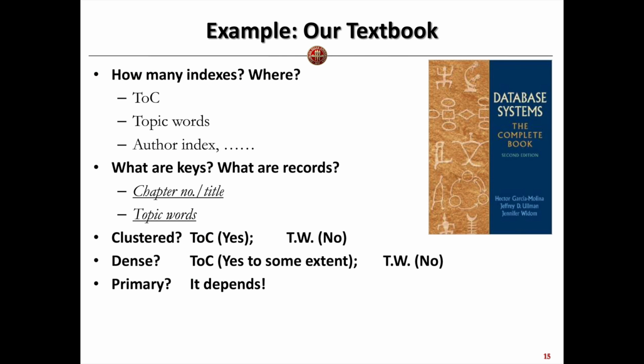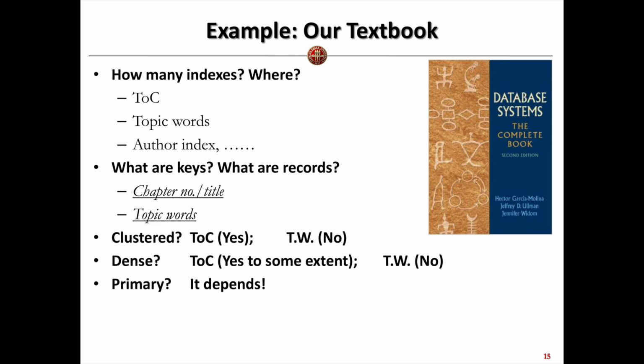In the real world, we have so many different search keys we can use for composing the index tables. In this page, we show you the example with the textbook. Given one textbook, how many indexes can we have? We can have so many different indexes, right? At the front pages, we have a table of contents. At the end of the pages, we also have these topic words, providing some keywords referring to some pages mentioning or defining these keywords. We also have other index information as well.